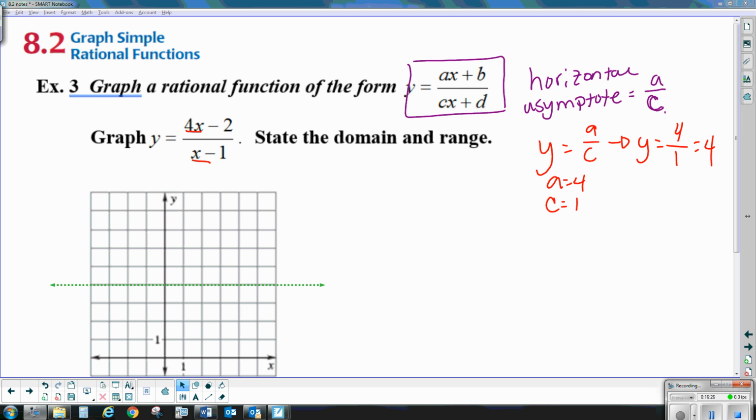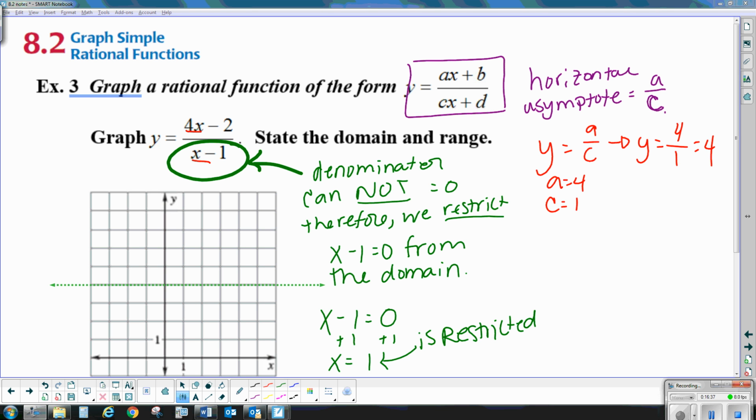And our vertical asymptote, our domain restriction, is going to be whenever the denominator is equal to 0. So the denominator cannot equal 0, therefore we are going to restrict x minus 1 equals 0 from the domain. In order to restrict x minus 1 from the domain, we need to figure out what x is, because our domain defines our x values. So x minus 1 equals 0 cannot be in the domain. So x equals 1 is restricted from the domain.